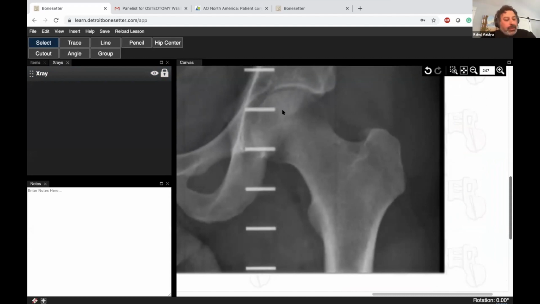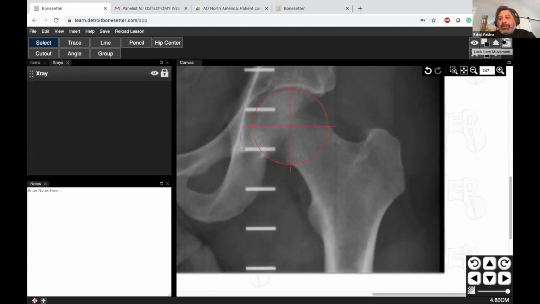So again, we're going to do the anatomic axis, and we're going to do the neck shaft angle. What I want you to do is go to hip center, like I showed you before, and put a hip center into the middle of the head. I can make this a little bit smaller or bigger, but I want it to fit. And then the second thing I'm going to do is lock it. So come up here to the right and then lock it. So you've got this hip center that's in the middle of the head. It's very important. The second thing I'm going to ask you to do is hip center again, and put it in the neck.